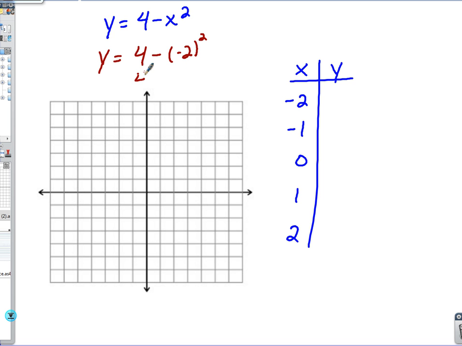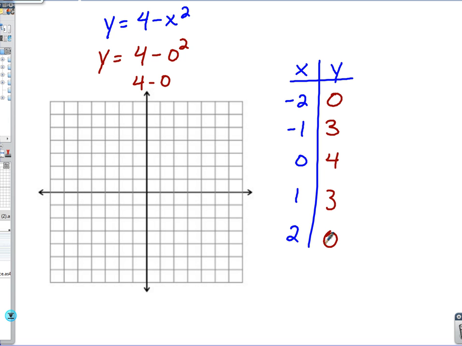So that'll be 4 minus. The minus stays until you square this negative. Negative 2 squared is negative 2 times negative 2, which is 4. 4 minus 4 gives you 0. Now we plug in negative 1. We have 4 minus negative 1 squared, which will be 4 minus positive 1, which gives us 3. 4 minus 0 squared, and I think we already know what that's going to be. 0 squared is 0, so 4 minus 0 will give us 4. I'll finish your table. 4 minus 1 squared will be 4 minus 1, which is 3, and 4 minus 2 squared is 4 minus 4, which is 0.